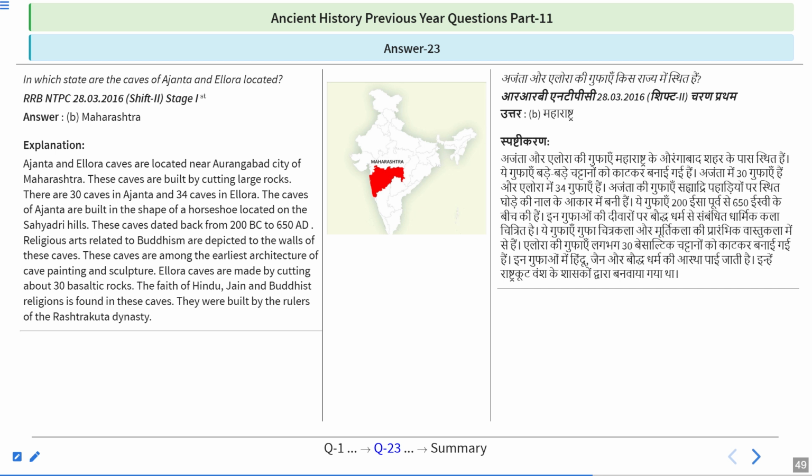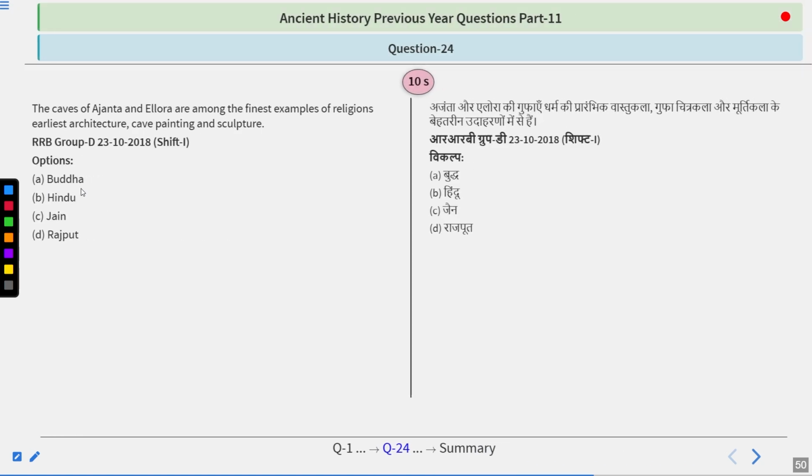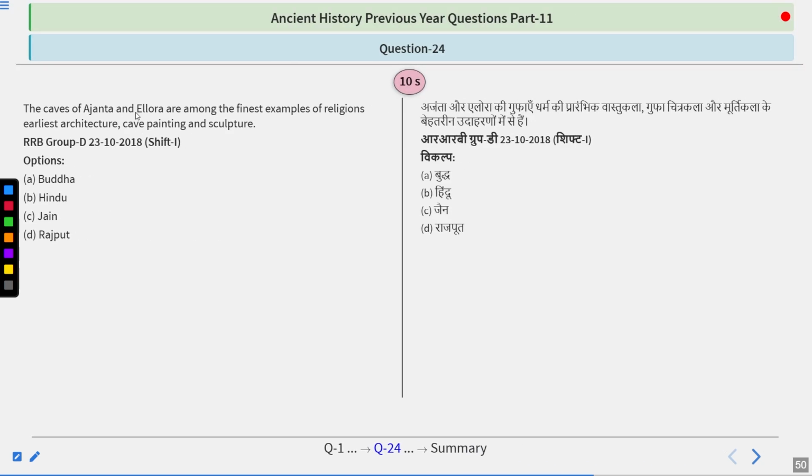Ellora caves are made by cutting about 30 basaltic rocks. The faith of Hindu, Jain, and Buddhist religion is found in these caves. They were built by the rulers of the Rashtrakuta dynasty. So, do remember the name. Answer is Maharashtra. Ajanta and Ellora are both related to Maharashtra, and apart from that, Elephanta caves are also related to Maharashtra. The caves of Ajanta Ellora are among the finest examples of early religious architecture, cave paintings and sculpture.